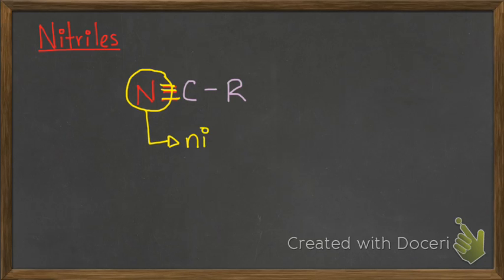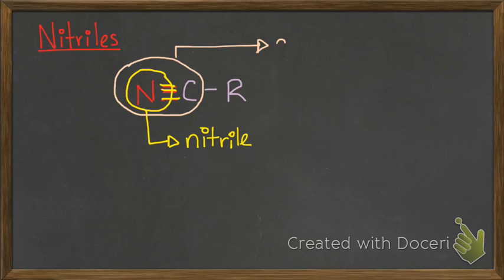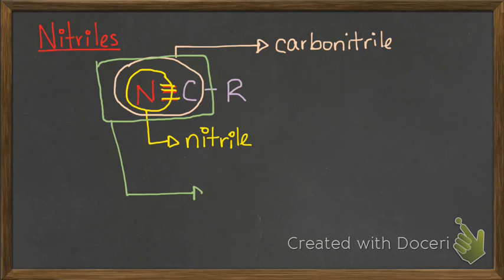It can be named as nitrile. It can also be named as carbonitrile, and it can be named as cyano. Let's see where you will use each of these names.